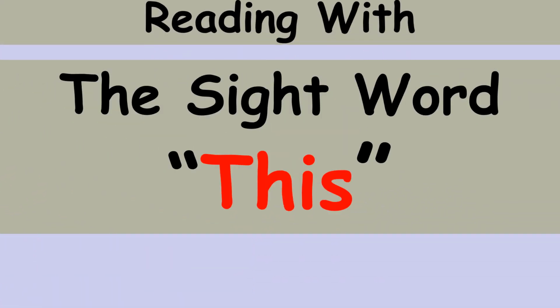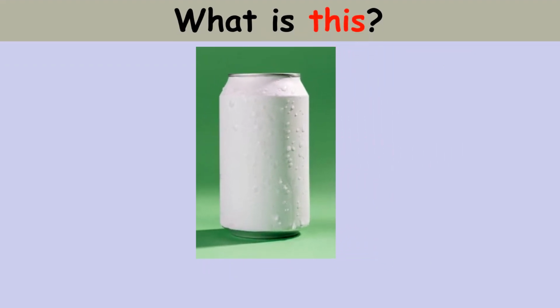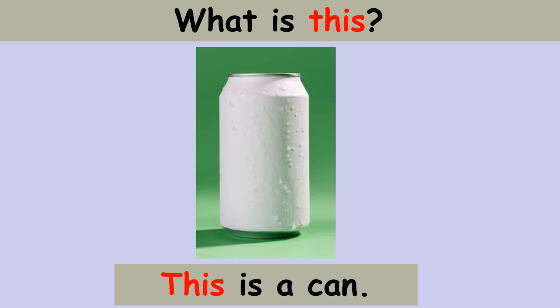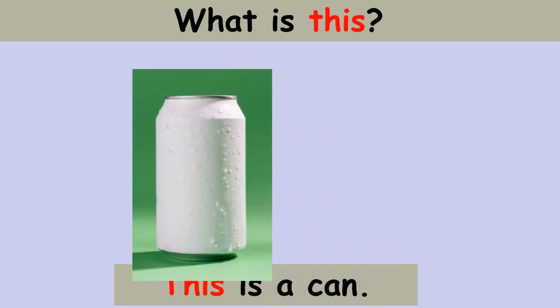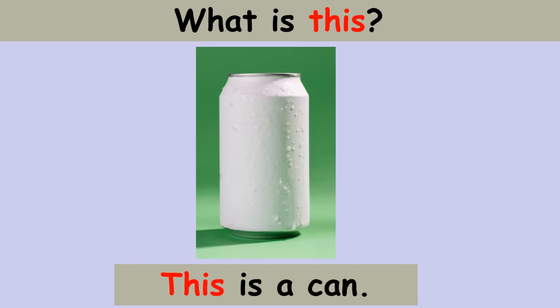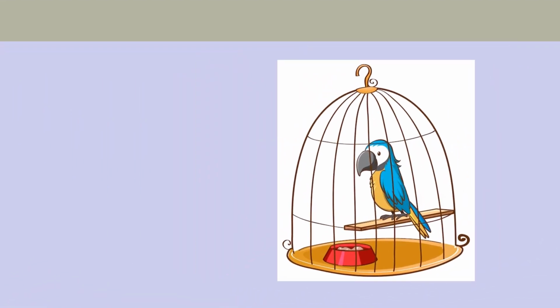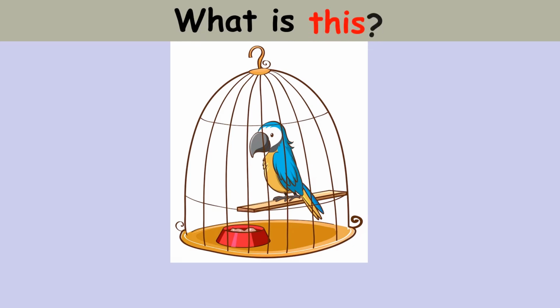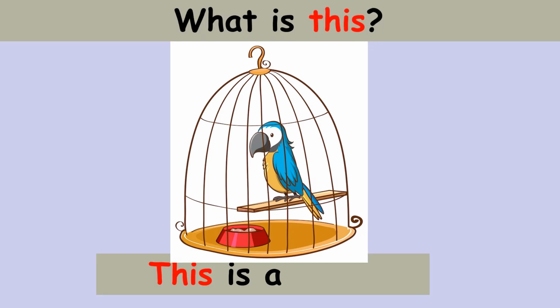Reading with the sight word "this." What is this? This is a can. What is this? This is a cage.